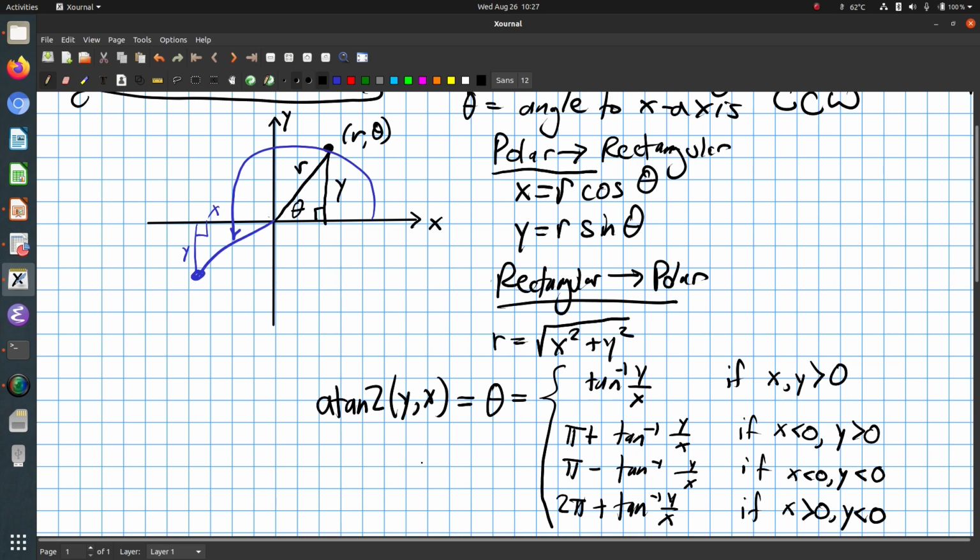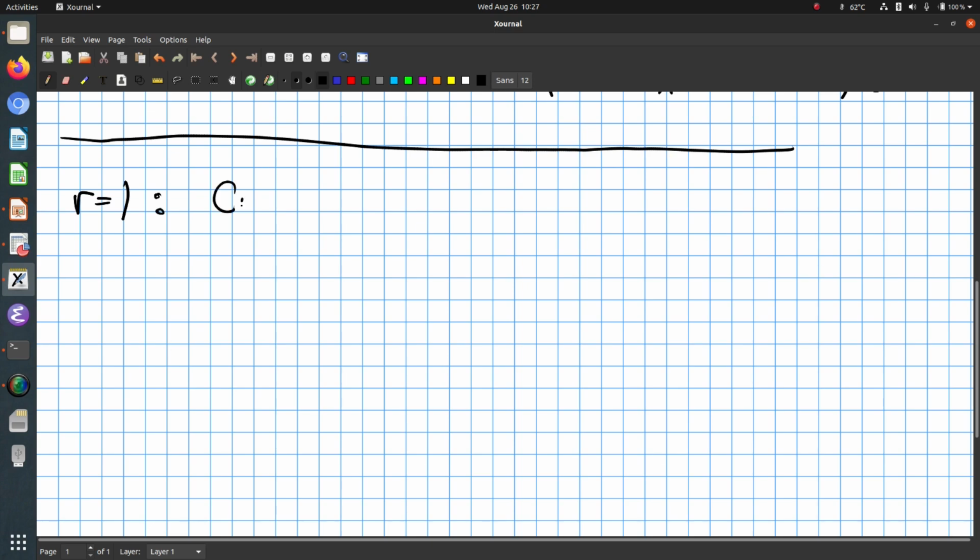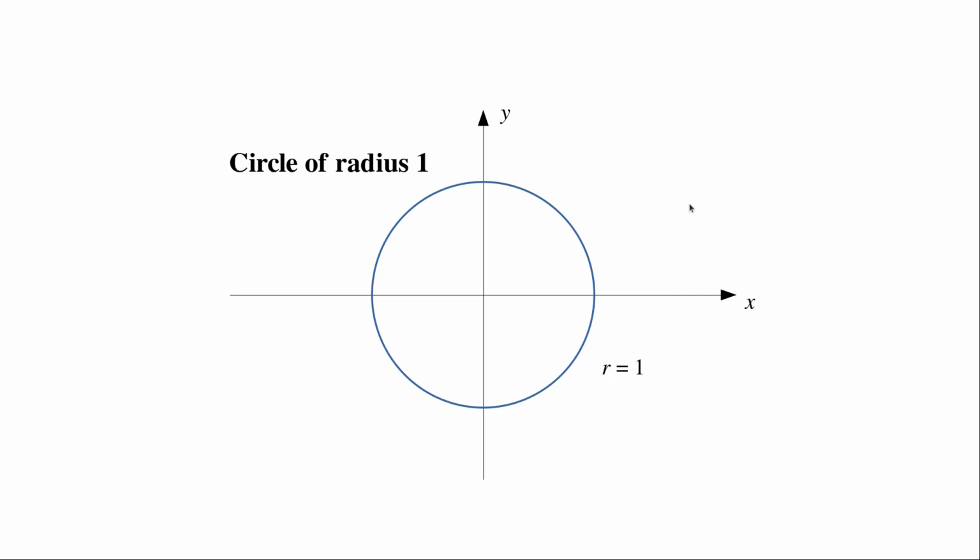Okay, so what are some functions written out in polar coordinates? What curves do you get? Well, perhaps the easiest one is r is equal to 1. What does that look like? Well, r equals 1 should be a circle centered at the origin. And indeed, a circle centered at the origin with radius 1 gives you r equals 1. And of course, r equals anything will be a circle with radius anything centered at the origin.